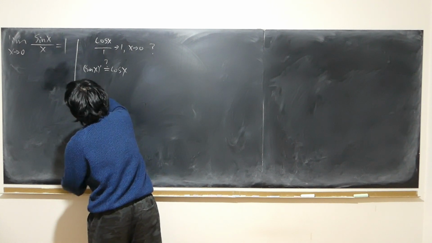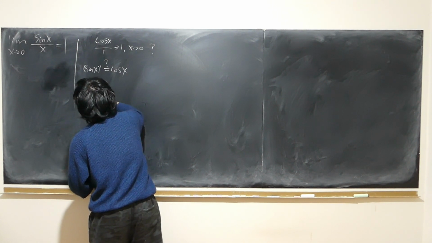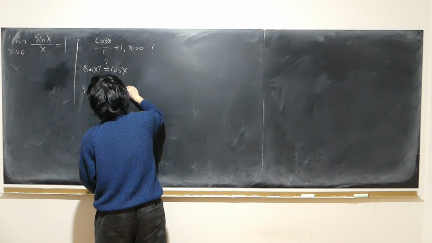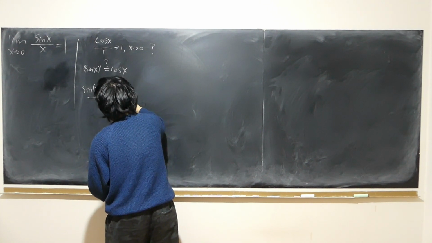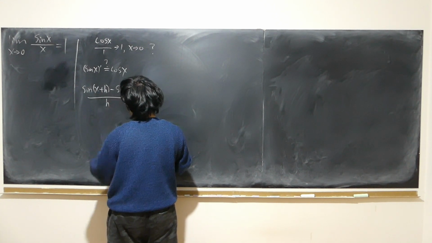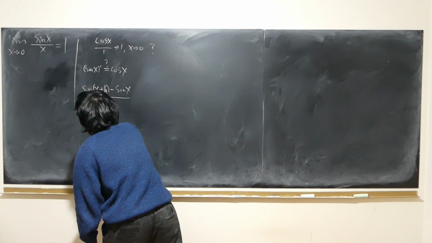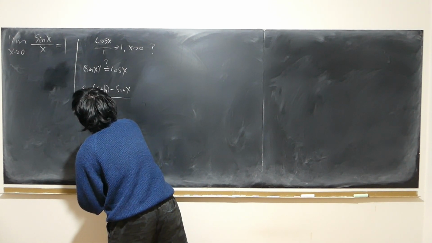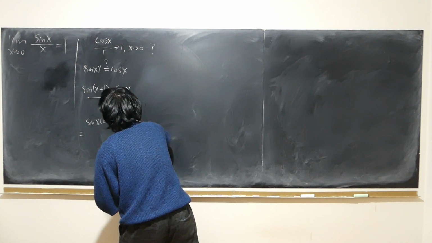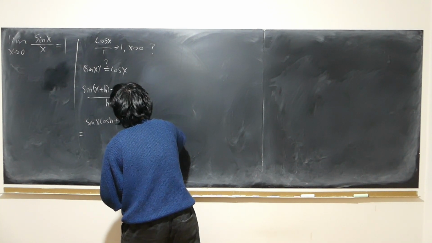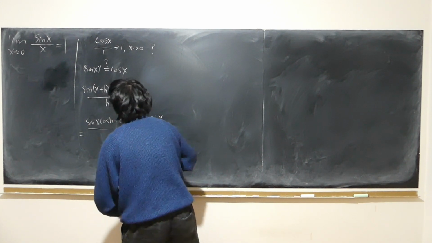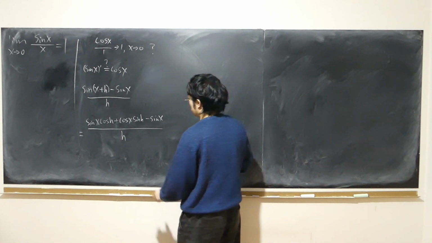We know that, for example, the limit as h approaches 0 of sine of x plus h minus sine of x, over h, according to the very definition of the derivative. So first of all, we work out the angle sum: sine x cosine h plus cosine x sine h, minus sine of x, over h. Then we can just break them apart.